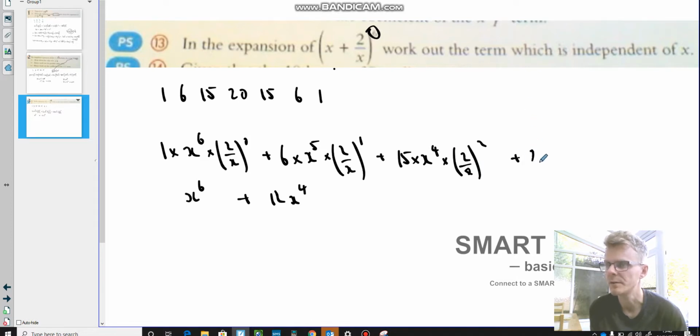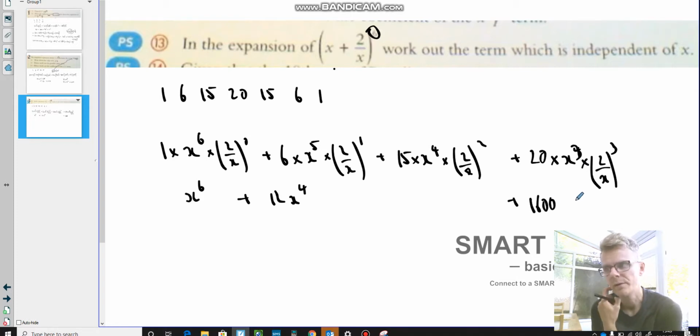But here's the one we're interested in, 20 times x to the power of 3 times 2 over x cubed. So we tidy up the numbers, we get 20 times 2 cubed, which is 8, so 20 times 8 is 160... is 1,600, and then we get x cubed, but then times by 1 over x cubed. So the x cubes, if you got rid of the brackets there, would cancel, and you'd just be left with that numerical term there, so that's the number that's independent of x.